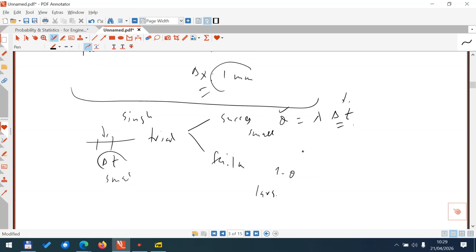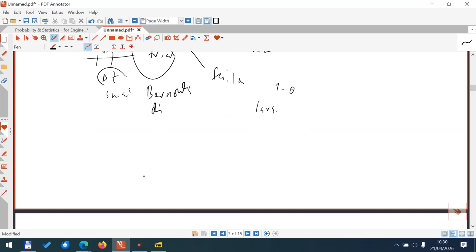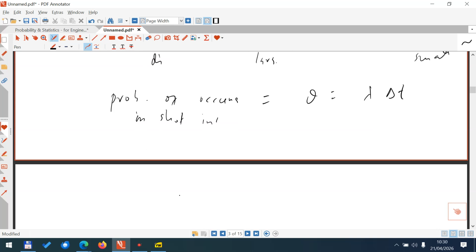But you can recall another property of this single trial, which is a Bernoulli. You can also think of it as a Bernoulli distribution. What was the mean? So what we say is that the probability of occurrence in this short interval is equal to theta, and that is equal to lambda times delta t, and that is small. We are saying all these things. But what was the mean of this Bernoulli? Can you recall the formula for the mean of any distribution?